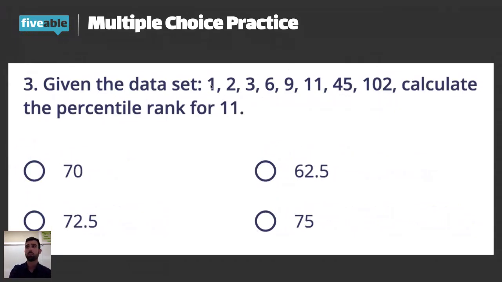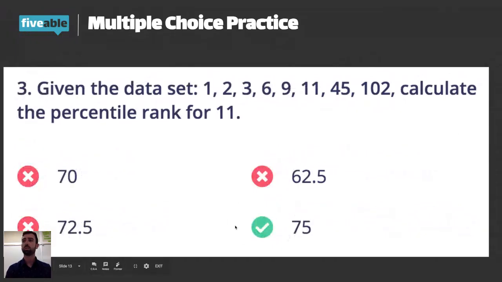11 is going to be the 1, 2, 3, 4, 5, the 6th data point. So we're going to take 6 divided by 8, and we'll get our percentile. So 6 divided by 8 gives me the 75th percentile right here. So it's actually also our third quartile. So the answer should be D, right there.